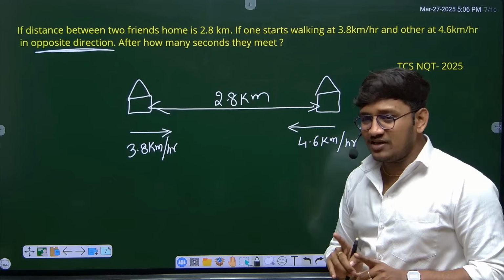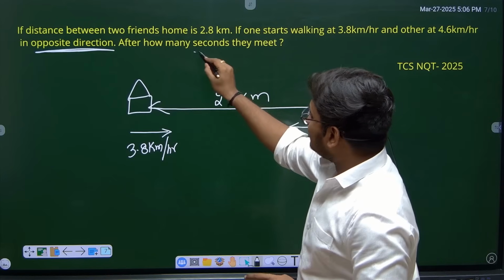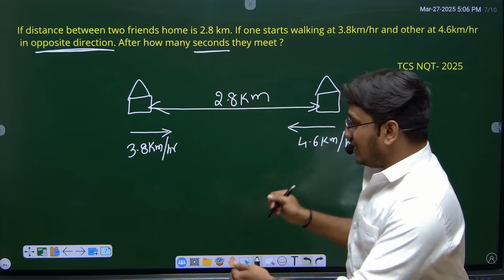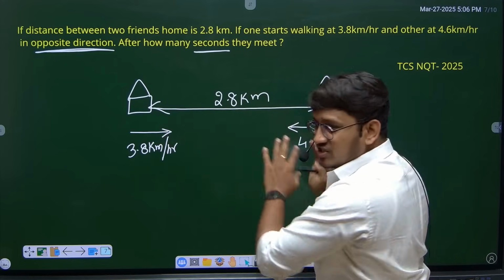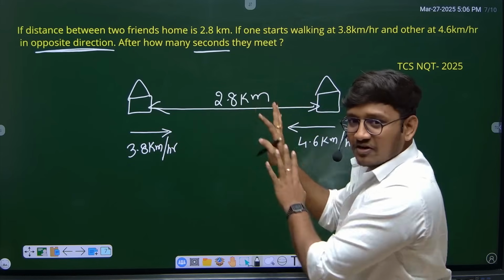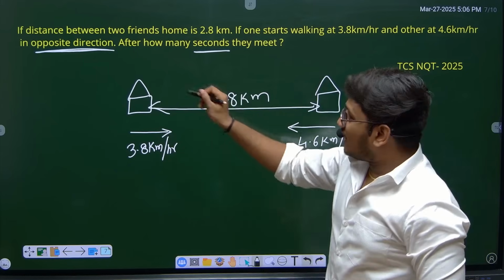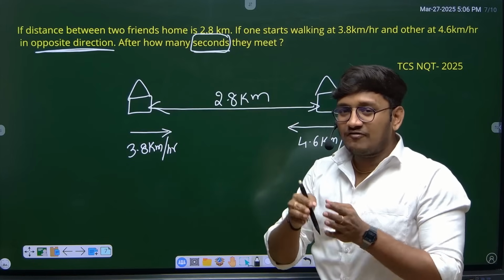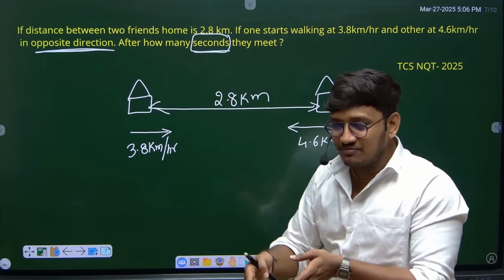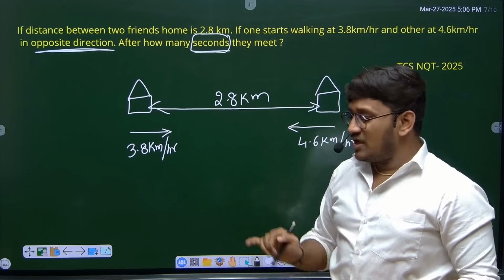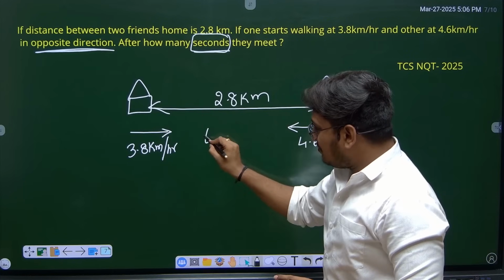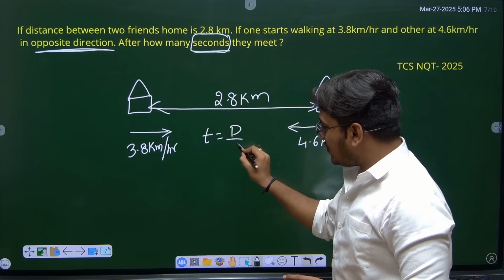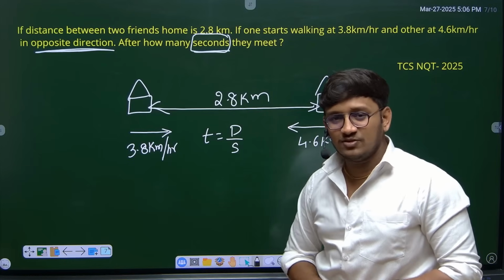Now the question is, after how many seconds do they meet? Definitely, if two persons are moving in this particular direction, they will meet at some point. They are asking us to find seconds. Seconds indicates time, means after how much time will they meet? That's the question. Now we all know that time is equal to distance by speed, right? Time is equal to distance by speed.